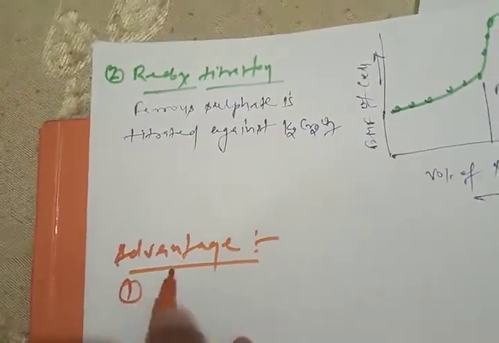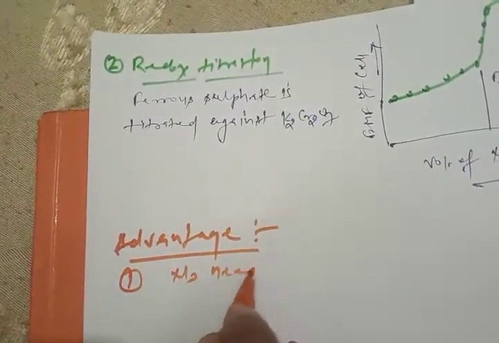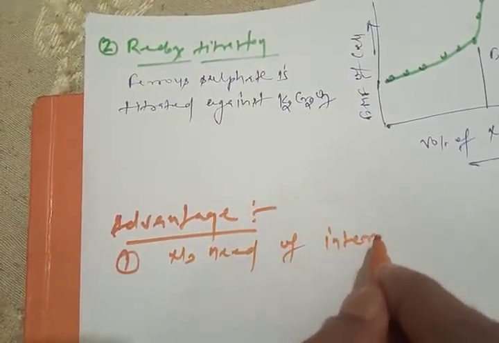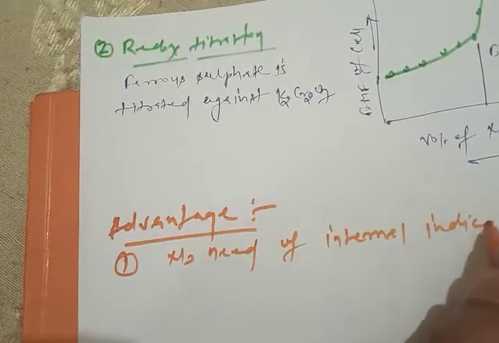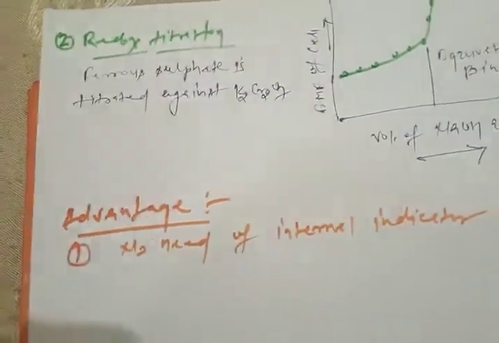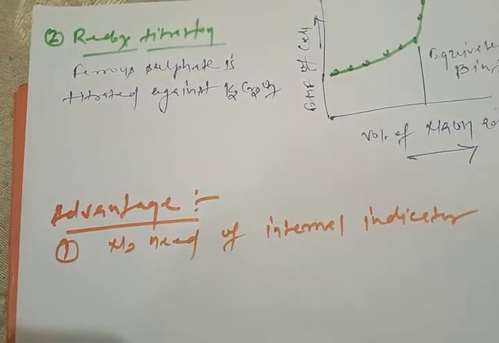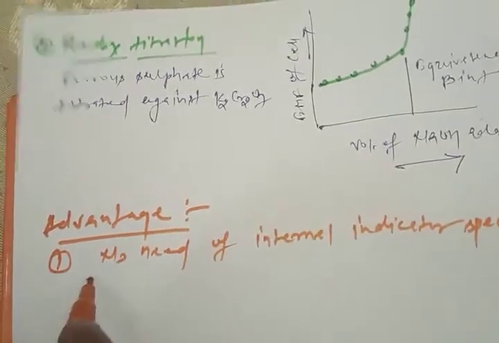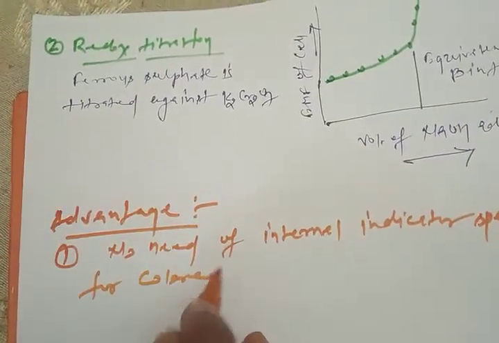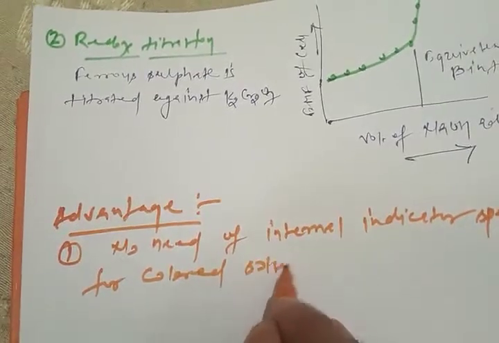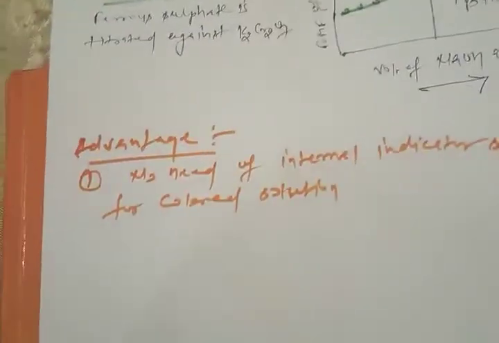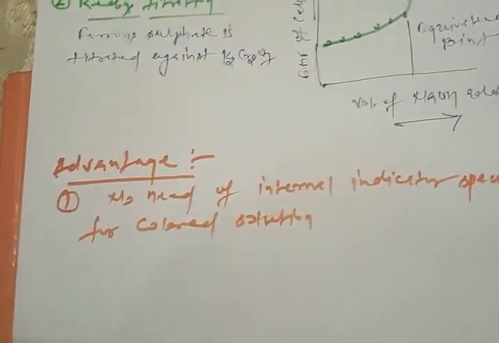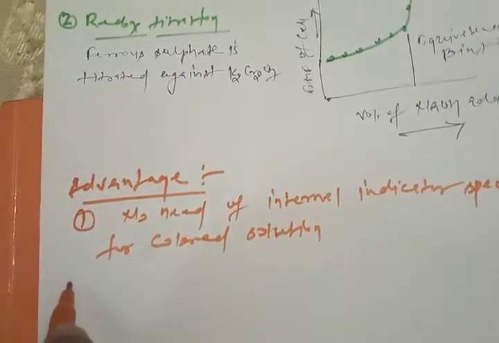First, no need of an internal indicator, especially when we have a colored solution. So no need of an indicator. This is the first and very important advantage. As you can see, we haven't used any indicator in that. For acid base titration, for redox titration, for precipitation titration, there is no requirement of any indicator.